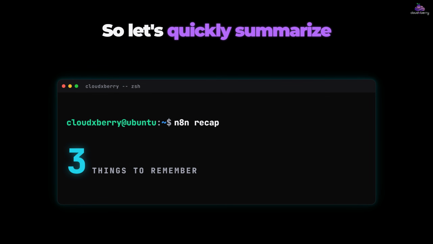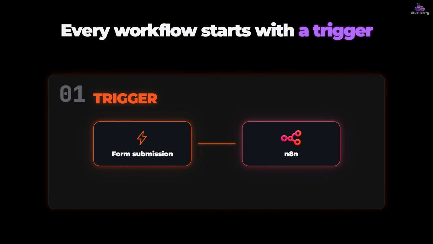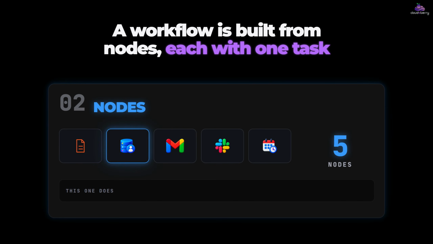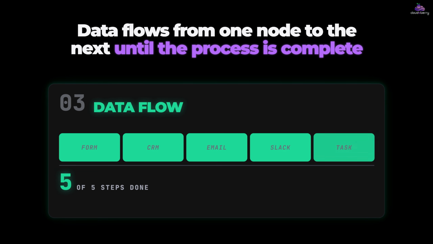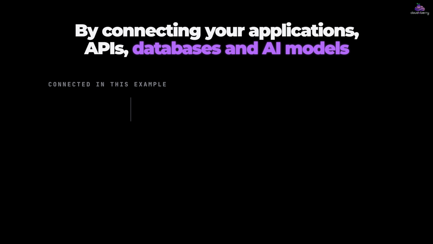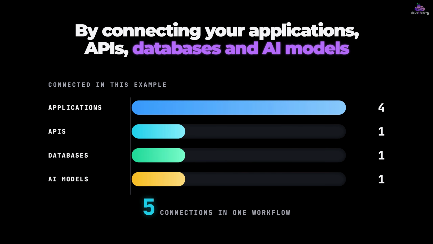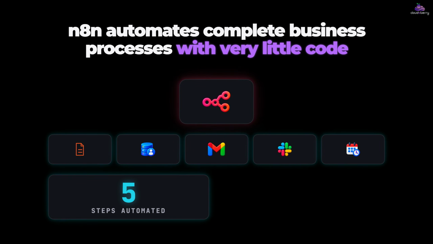So let's quickly summarize. Every workflow starts with a trigger, which tells n8n when to begin execution. A workflow is built from nodes, and each node is responsible for a particular task. As the workflow runs, data flows from one node to the next until the process is complete. By connecting your applications, APIs, databases, and AI models together, n8n automates complete business processes with very little code.